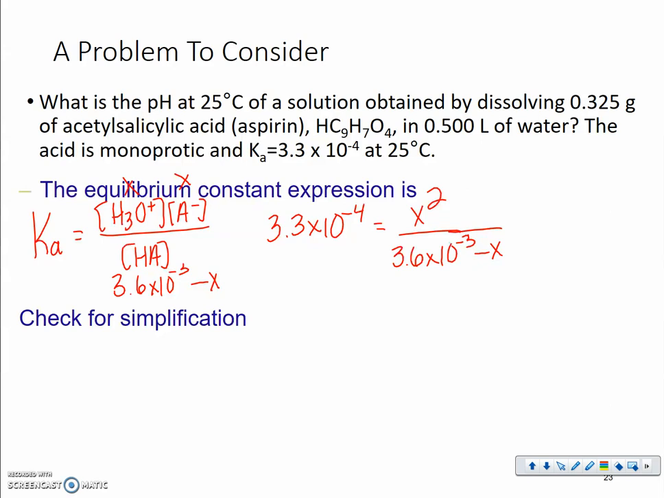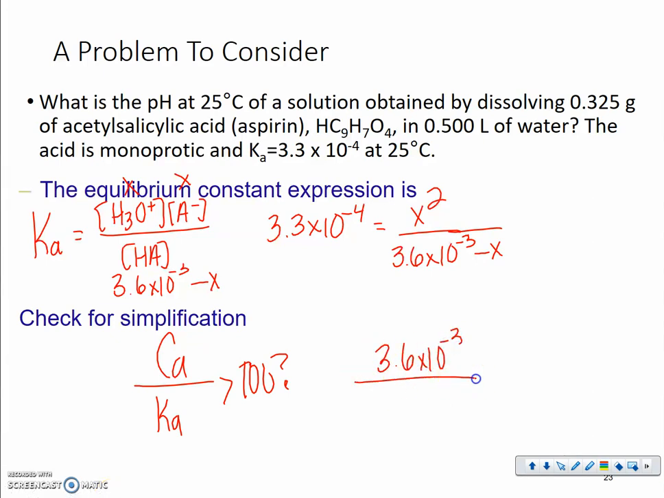So we want to see if we can avoid this minus x by checking for our simplification. Is Ca over Ka greater than 100? So our initial concentration, 3.6 times 10 to the negative third. Ka is 3.3 times 10 to the negative fourth. This is approximately 11, which means it is not bigger than 100, which means you cannot ignore this minus x. Whatever x is, when you subtract it, is going to significantly change the denominator. So, which means in order to solve this, we have to use a quadratic.